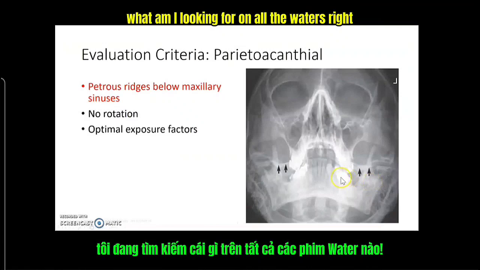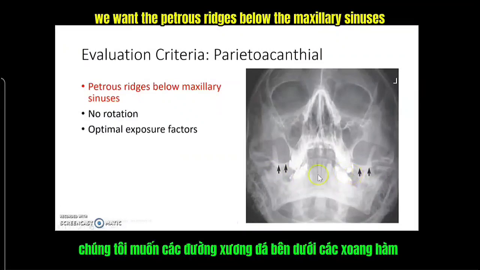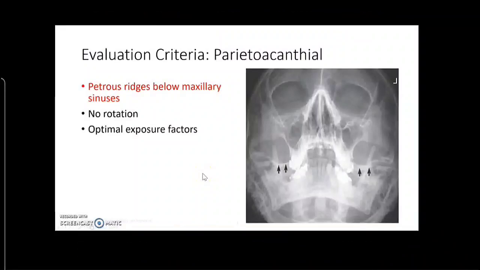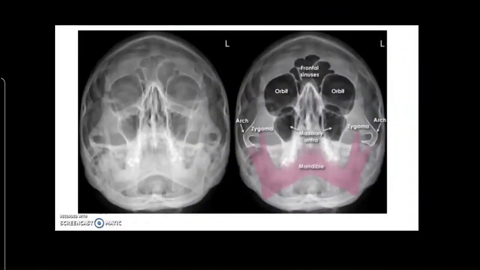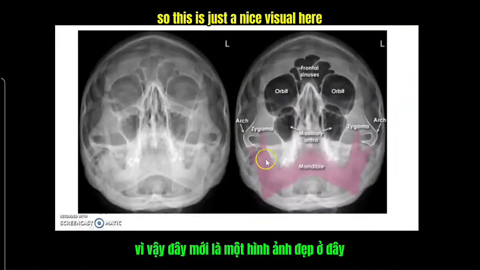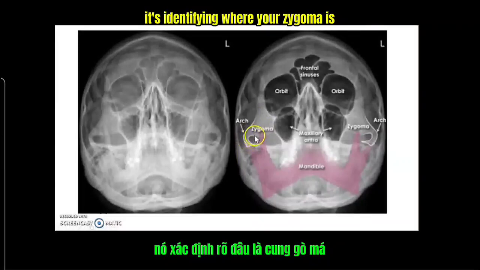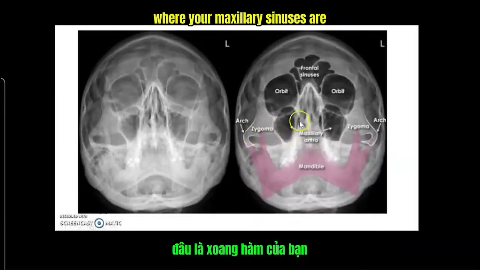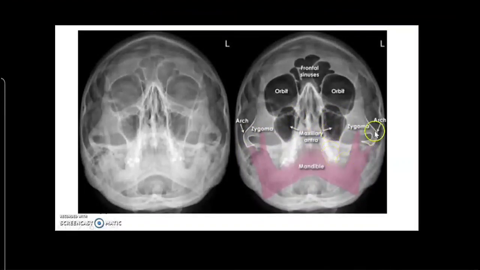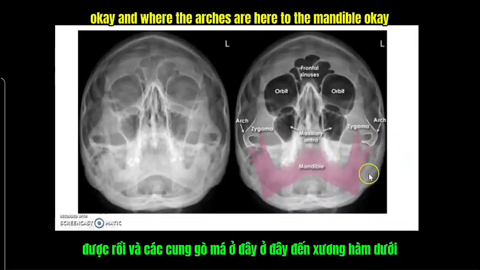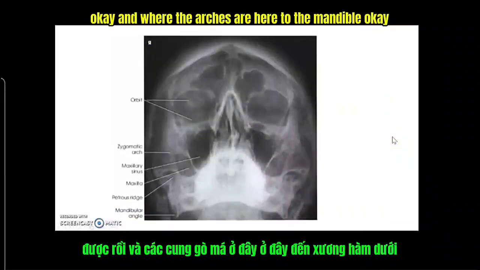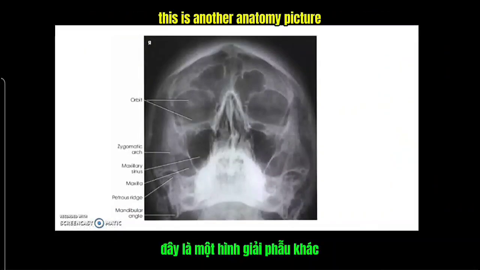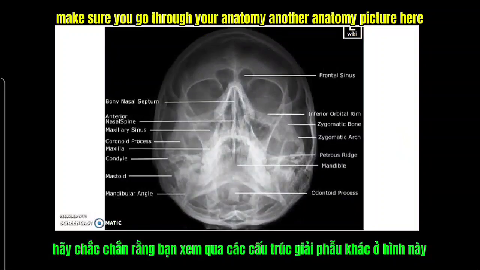What am I looking for? On all the Waters, right, we want the petrous ridges below the maxillary sinuses. So this is just a nice visual here. It's identifying where your zygoma is, where your maxillary sinuses are, and where the arches are to the mandible. This is another anatomy picture. Make sure you go through your anatomy.